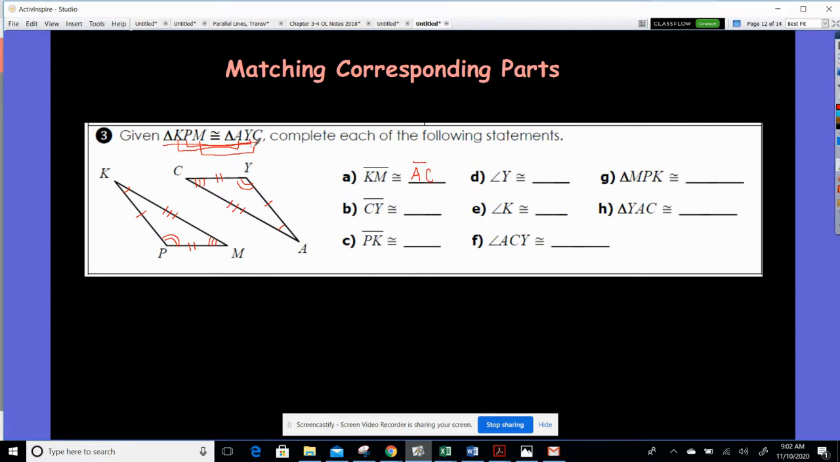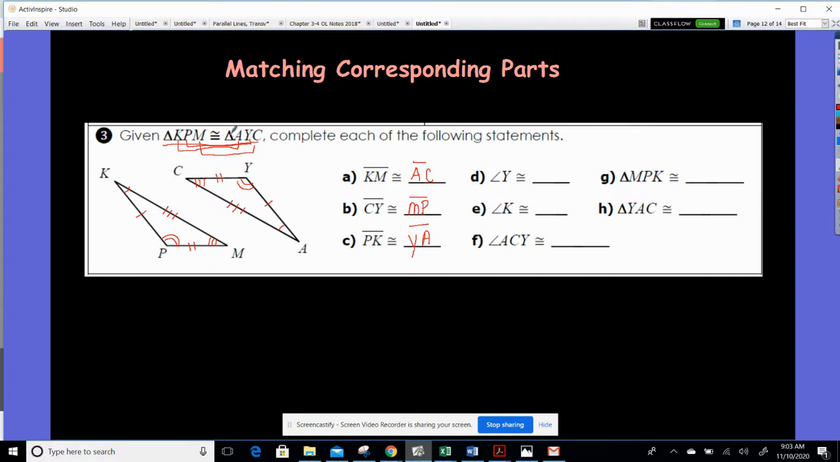YC, so you could look up here at the statement. YC goes with MP. Okay, YC and MP. Make sure that you write it in the correct order. PK. Let's look at the picture this time. PK, P has 2, K has 1. So we were looking at YA. There you go. Angles are really easy, especially if you just look at the congruency statement.